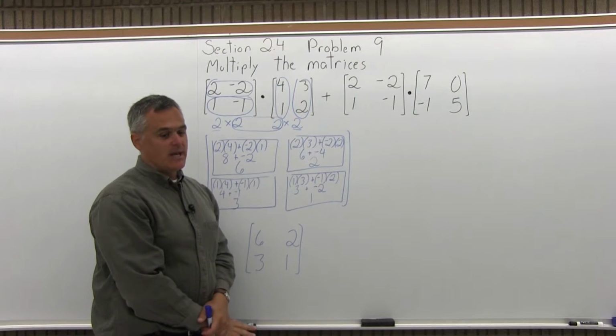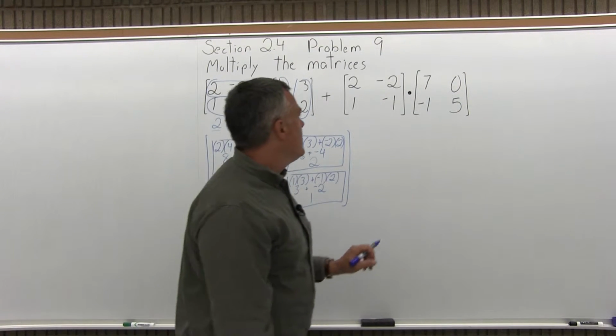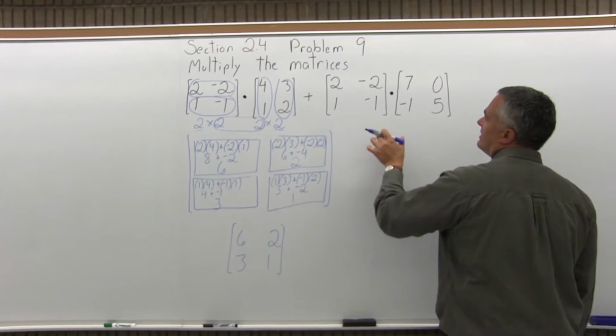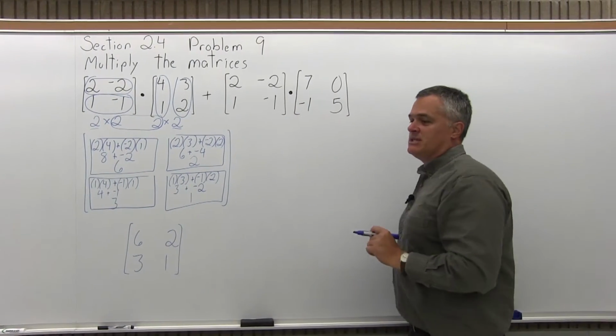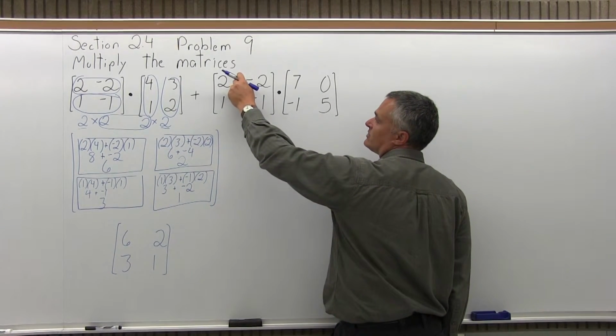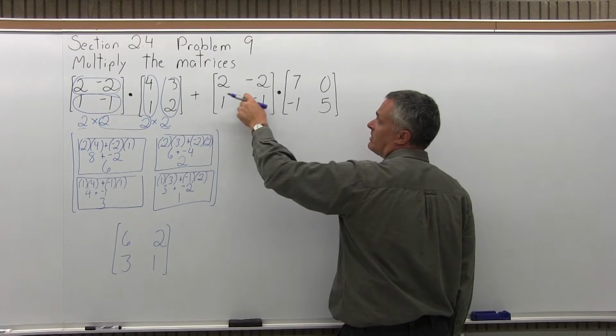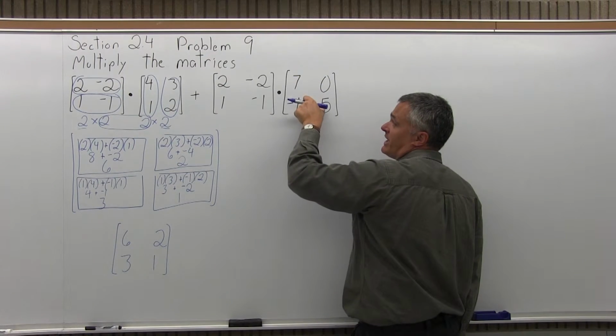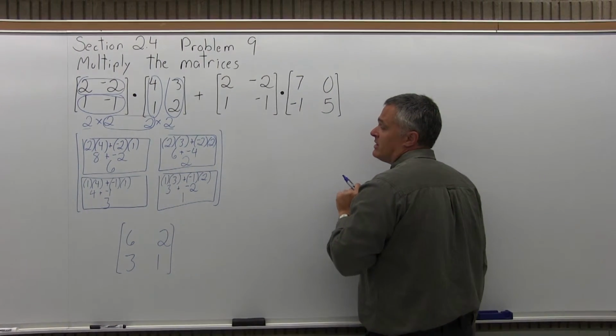Now I'm going to just let that sit to one side for a minute, and I'm going to multiply the other two matrices in this problem. So the other two matrices being 2, negative 2 in the top row, 1, negative 1 in the bottom row, times 7, 0 in the top row, negative 1, 5 in the bottom row.